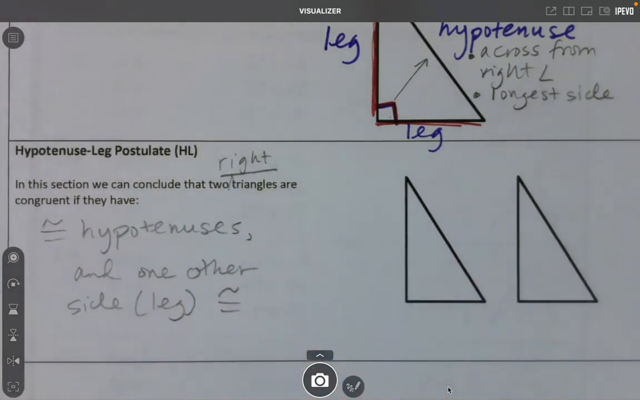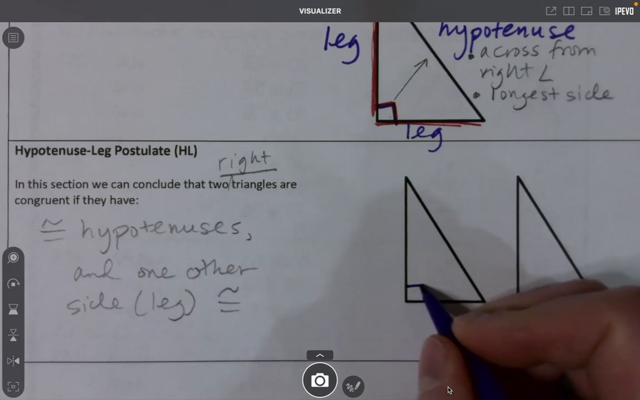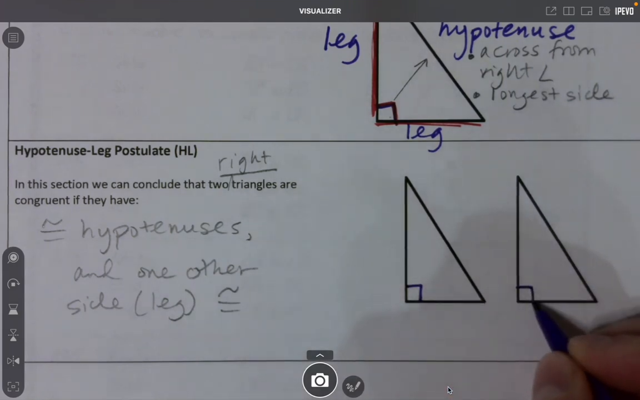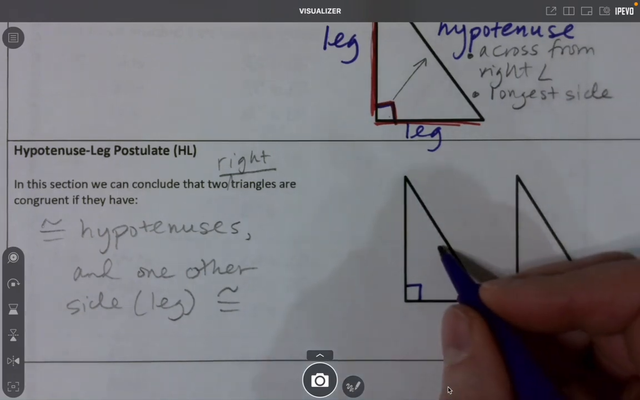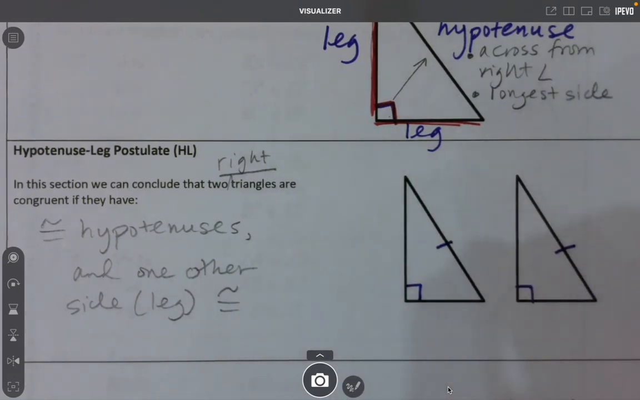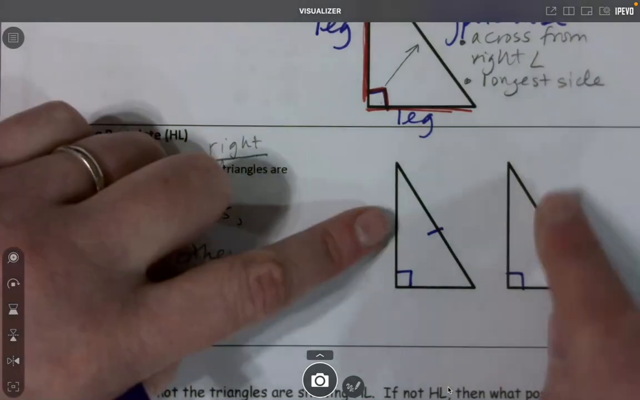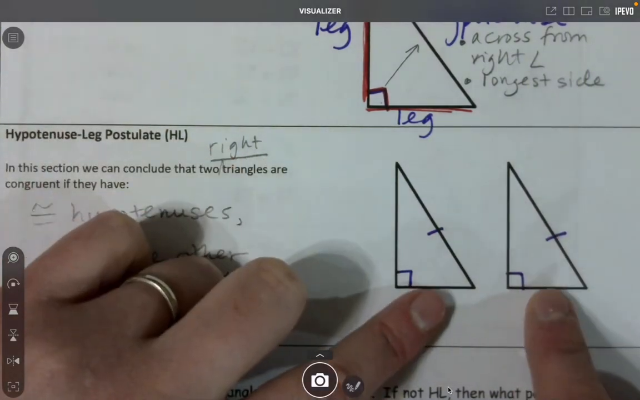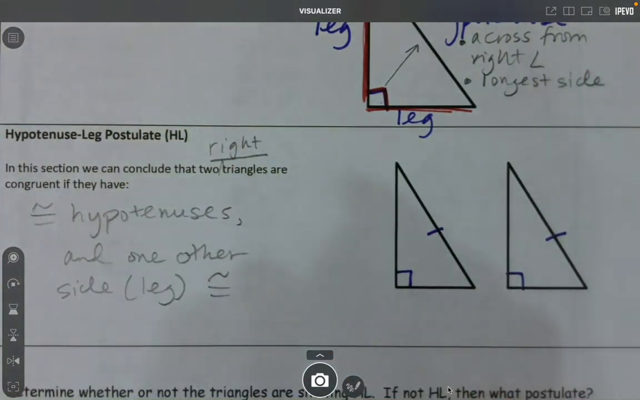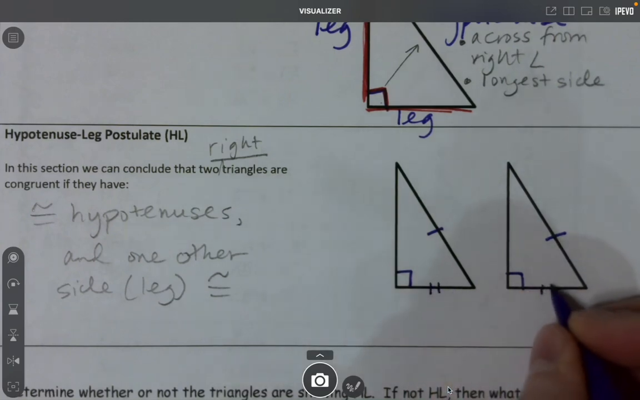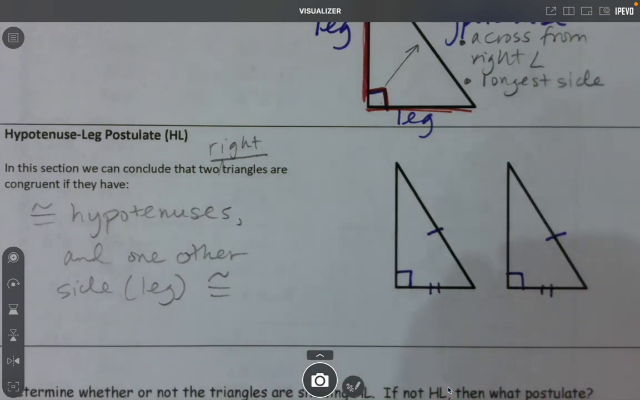So if I have two right triangles, so it has to be right triangles. So let's go ahead and mark them both as right triangles. If I have the hypotenuse congruent, and so remember the hypotenuse is the longest side, so I'm going to mark that one congruent, and one other side. So it could be this side up here congruent or this side at the bottom congruent. Either of those congruent. So I'm going to mark the bottom one. Then our triangles are congruent.